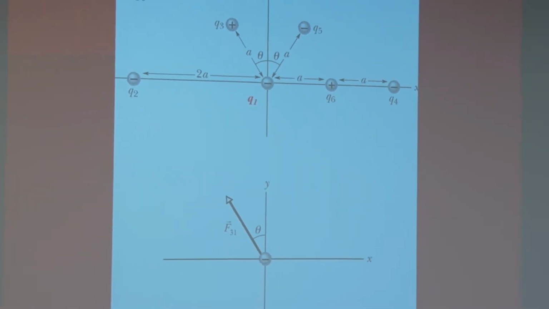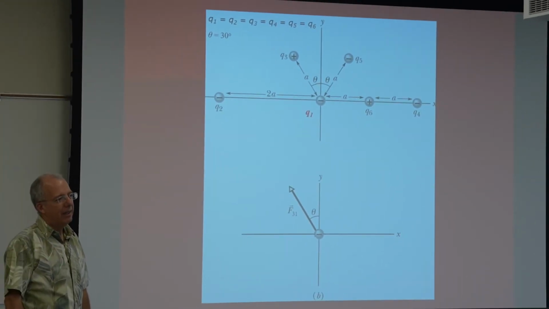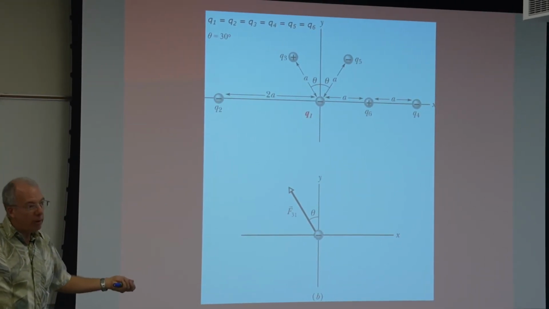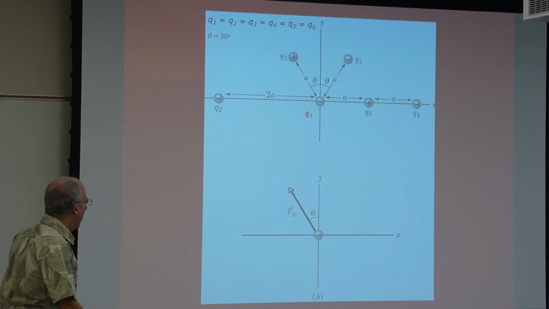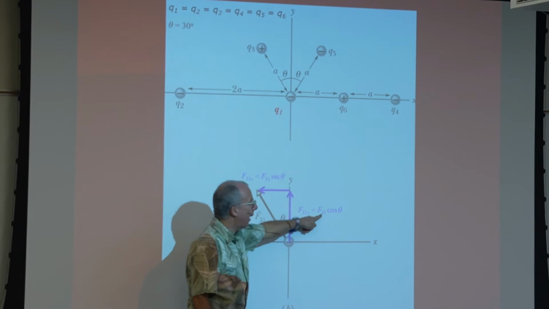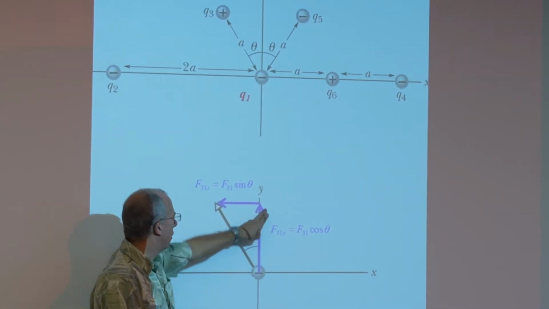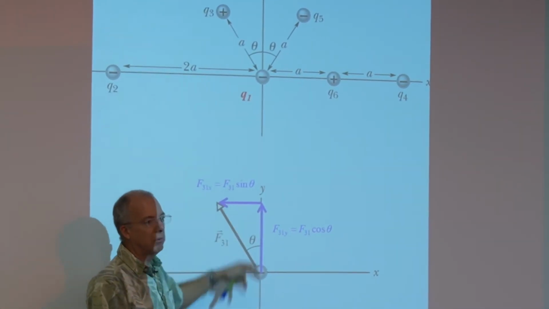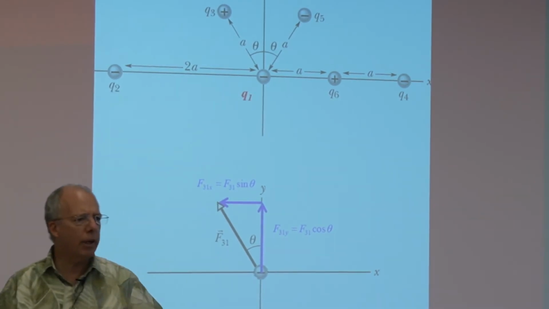To break it up into X and Y. Yeah, you got to break it up into components, right? I mean, you have to. Okay, so you just do it, right? So this one is cosine, agree, because it's adjacent. This one is sine because it's opposite. All right? So any questions?